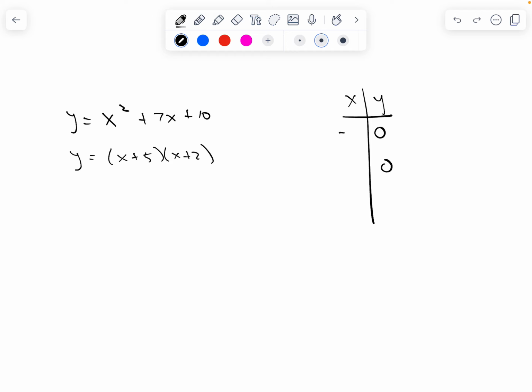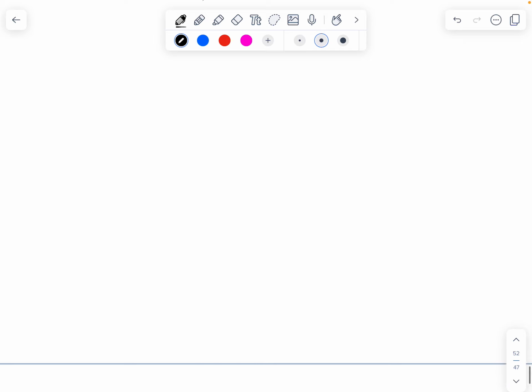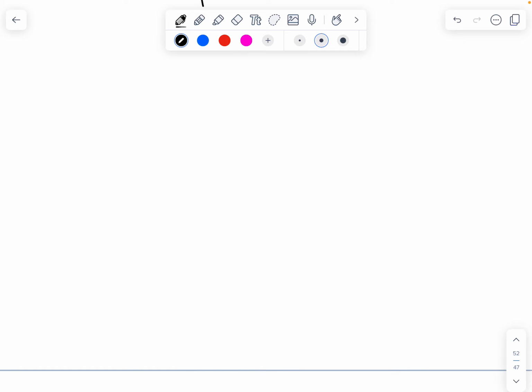And once we have those zeros, negative 5 and negative 2, we can graph it. This is negative 5, and this is negative 2. Because it's a quadratic, we know it's going to look like a big smiley face. So that was the lesson we talked about last time. Here we're going to expand it to things that are a little bit bigger.